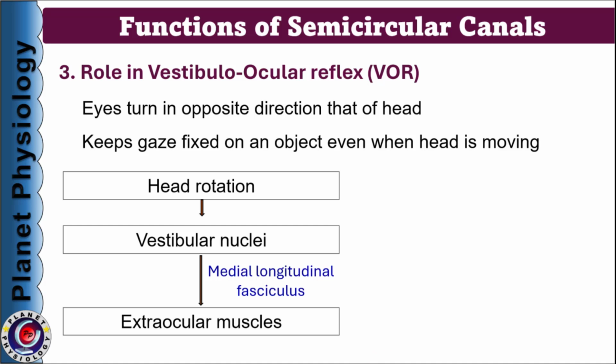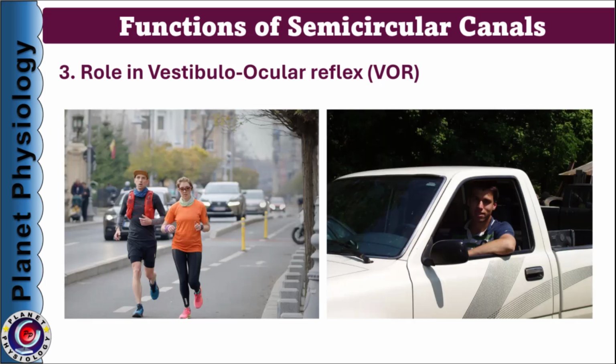The semicircular canals detect head rotation and send signals to the vestibular nuclei. They in turn transmit signals via medial longitudinal fasciculus to the extraocular muscles to move your eyes in equal and opposite direction to that of head rotation. This reflex is super quick. The latency is only about 12 milliseconds. So thanks to VOR, you can read the signboards while jogging or see clearly while sitting in a moving vehicle.